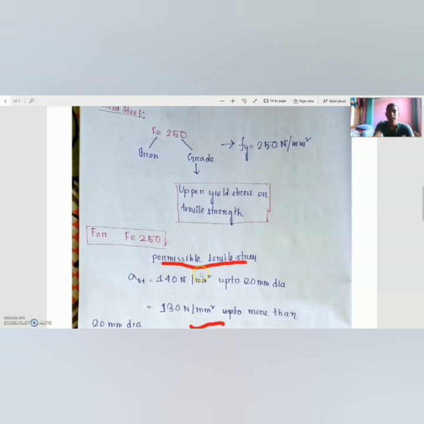Now we start the steel. The question is why we have chosen only M20 and M25: because they are the most common grades of concrete that we use in buildings.